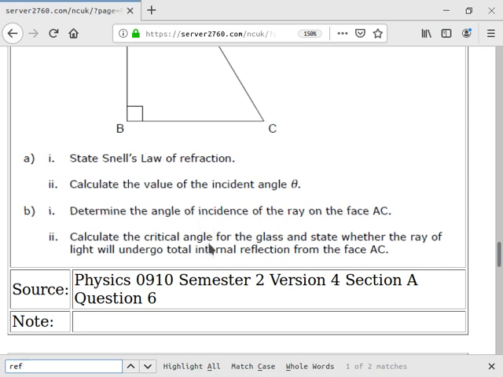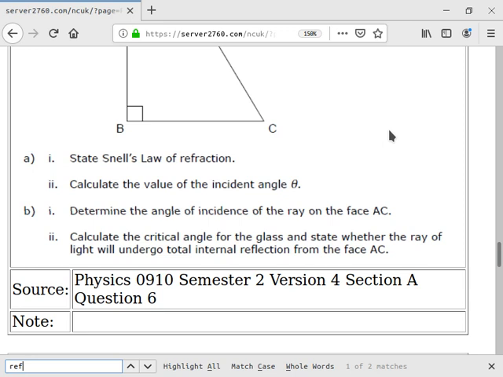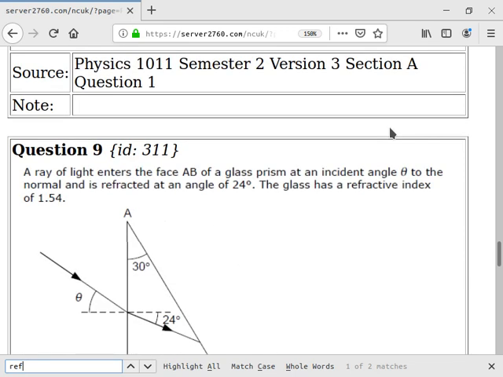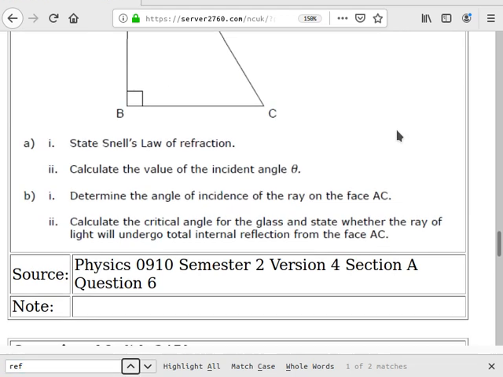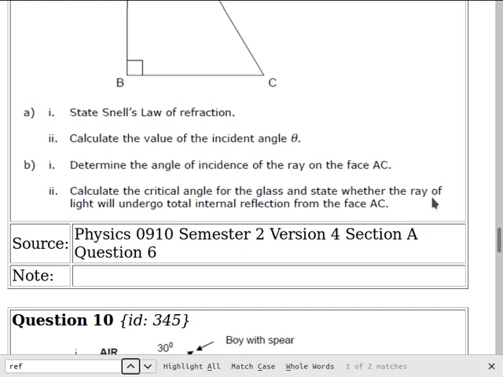Calculate the critical angle for the glass. Easy. Sine inverse, what was the refractive index? 1.5, so 1 over 1.5. Easy peasy. So that's the critical angle, 40.5. Okay, you got that? Mistake. Oh, there's more?